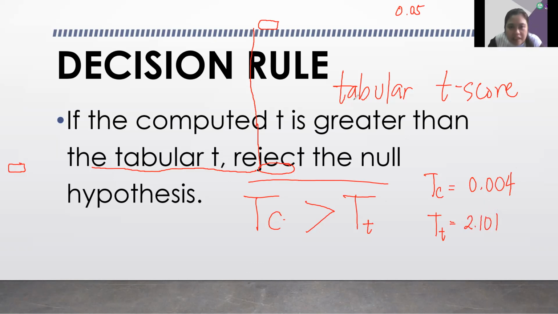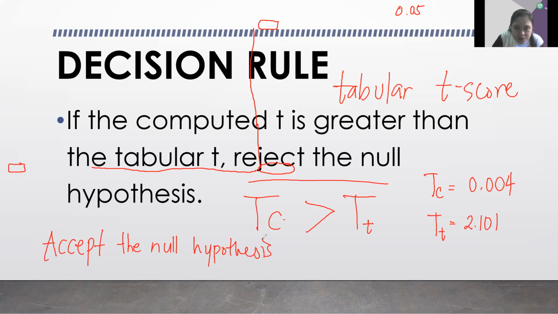So anong nakita natin dito? That the computed T is not greater. So anong gagawin natin? Accept the null hypothesis. The computed T is greater... This is the computed T. This is the tabulated T. Mas malaki yung tabulated T. Again, accept the null hypothesis.